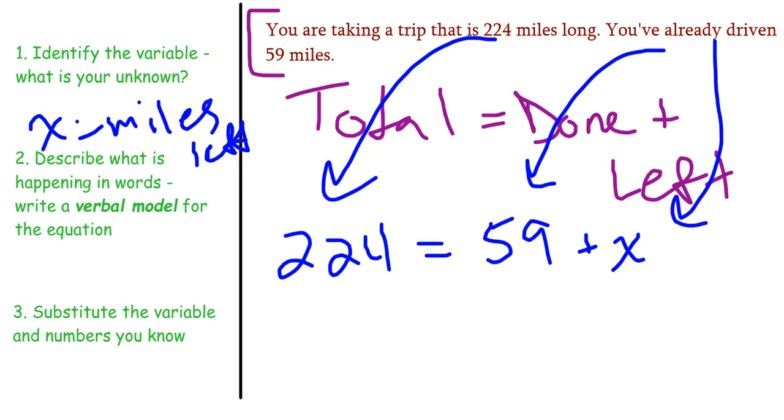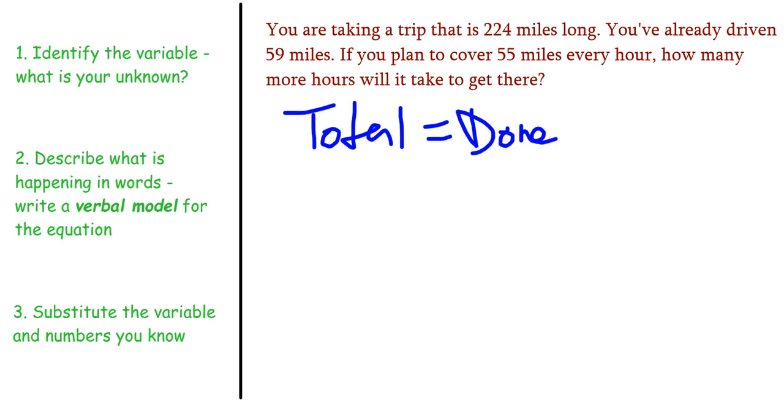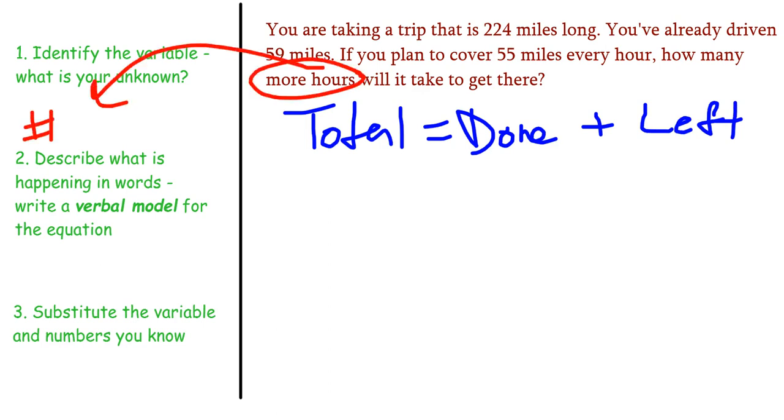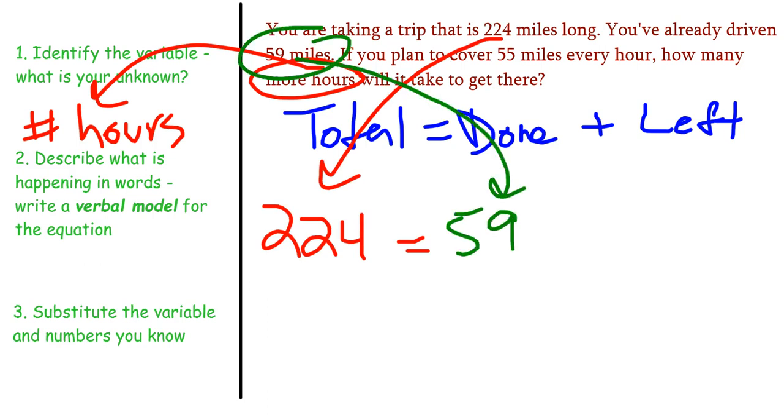Now we can solve that equation, but right now our goal is just writing the equation out from the word problem. The next type of scenario adds a little bit more complexity to that exact same style of problem. Again, we are going to create a total trip out of what we've done plus what we have left to do. But here, our unknown is not a length, but a number of hours. And so we still know that our total is 224 miles. We still know that we've completed 59 miles so far.